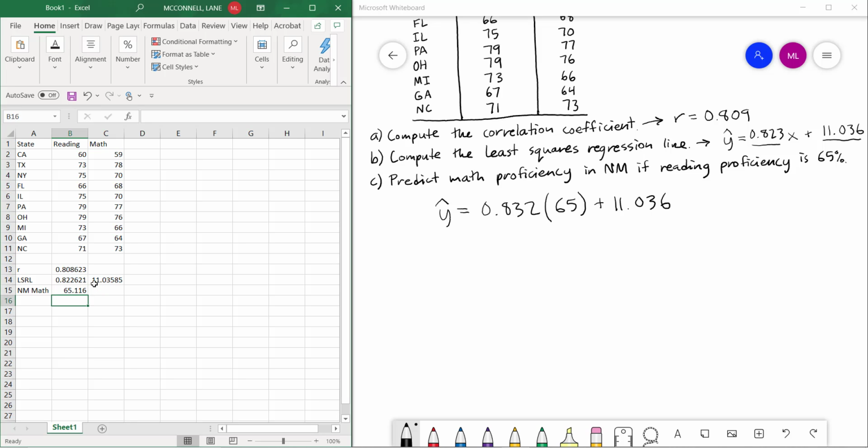And now if I hit enter, there it spits out the predicted math score, which in this case is also going to be about 65%, just a hair over 65, so 65.1. And that would be the percentage of students in New Mexico predicted to be proficient in math based on the 65% that were proficient in reading.